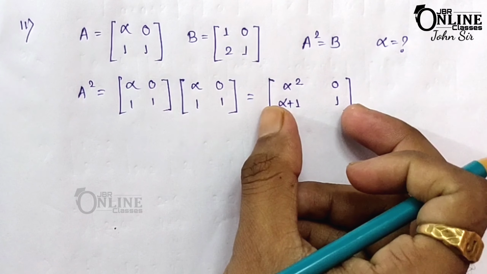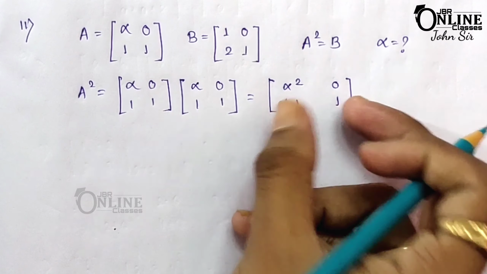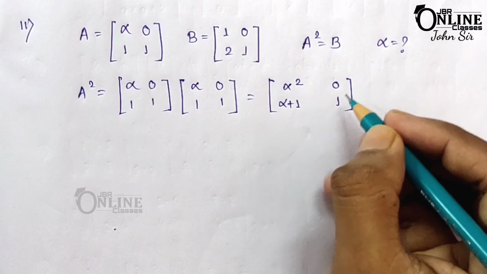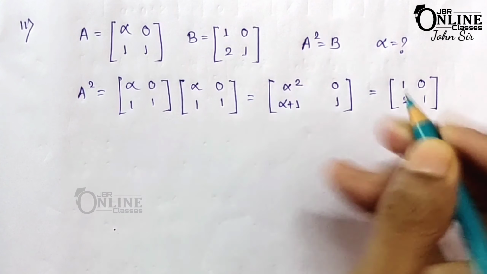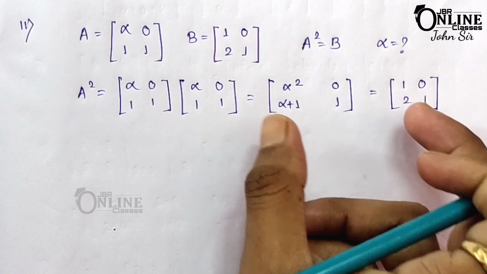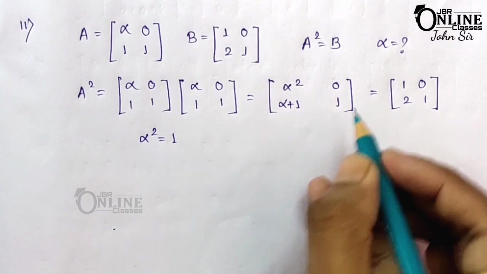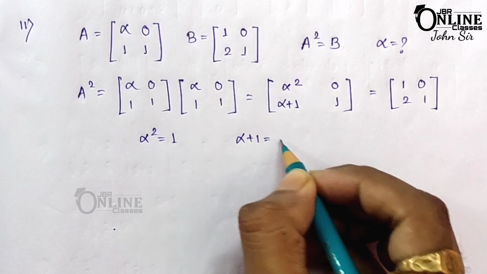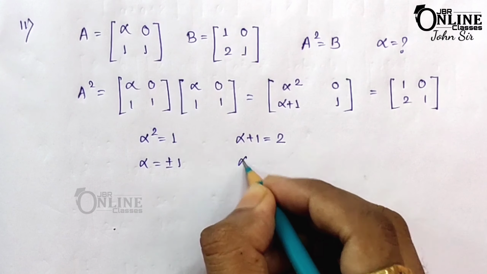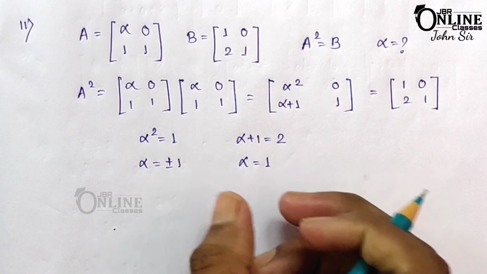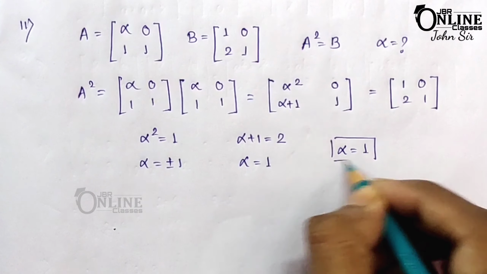So alpha square equal to this one, and it's equal to, sorry, A square equal to this one, and it's equal to the B matrix. Okay, so that means this one equal to, you can write [1 0; 2 1] equals [1 0; 2 1]. Whenever you compare the elements, you will get alpha square equal to 1, and here alpha plus 1 equal to 2. So from that, alpha equals plus minus 1, and here alpha equals 1. Okay, that means the common value of alpha is 1. So your answer will be 1.